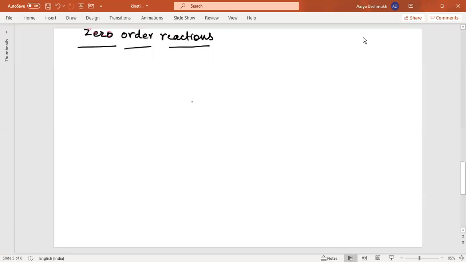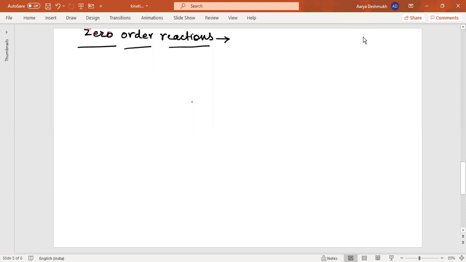Hello students, now let us start with the zero order reactions. For this we will be studying units of rate constant for zero order reactions and the half-life period of the zero order reaction and its graphical representation. So what does this zero order reaction mean?